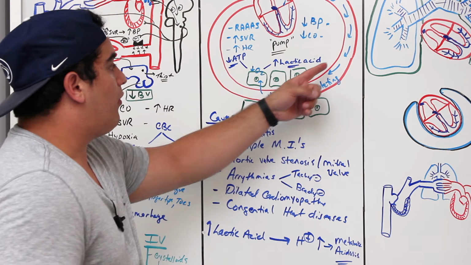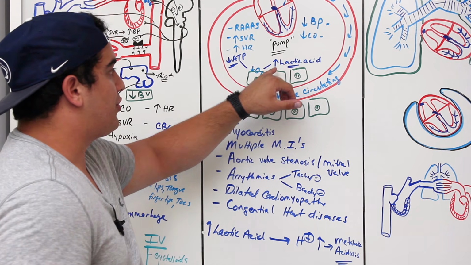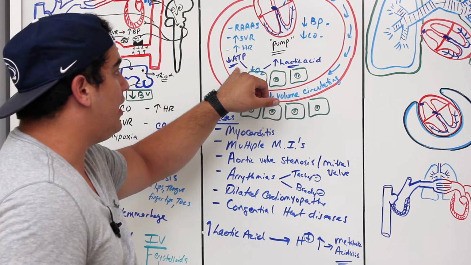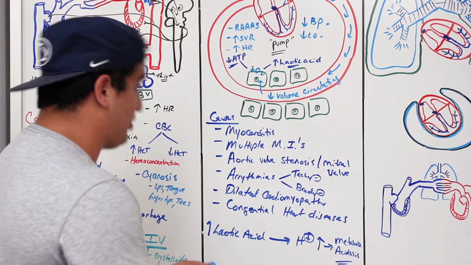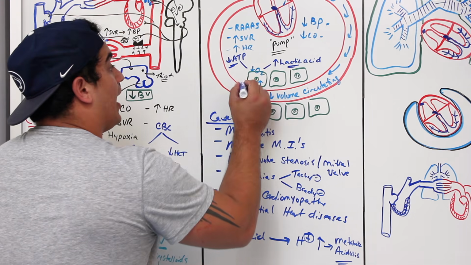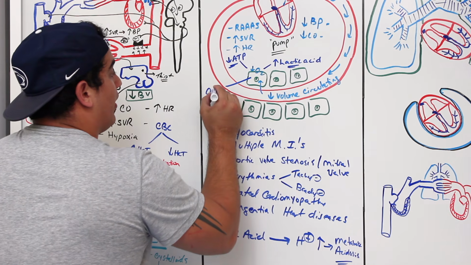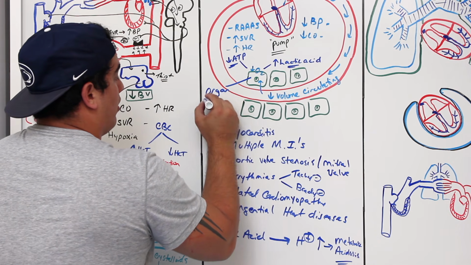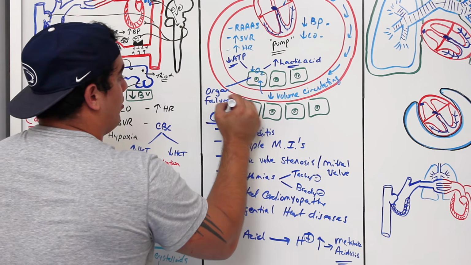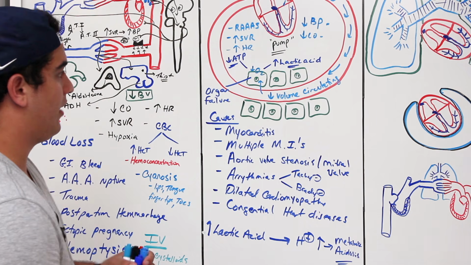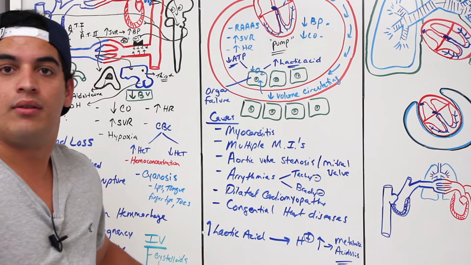If they're not getting an adequate volume of blood delivered to the tissues, this can actually lead to lactic acid buildup, ATP decrease, and if it happens for a long period of time, what did we say? Organ failure. Okay, so this is why it can become so dangerous if it happens for a long period of time. Question is, how do you treat it? What do you do about it?